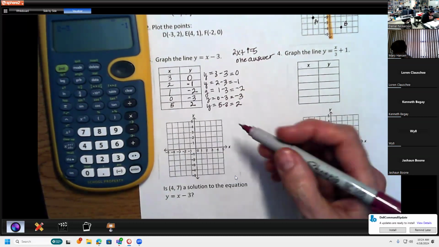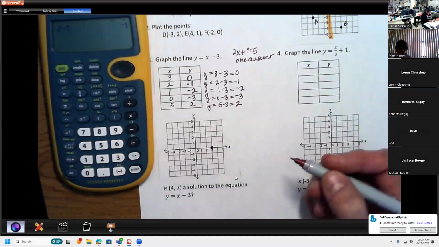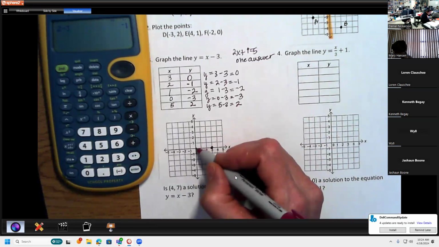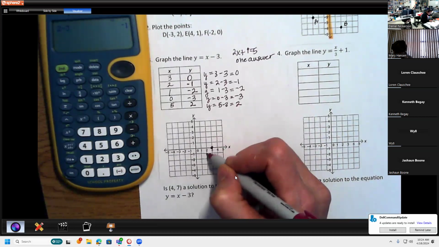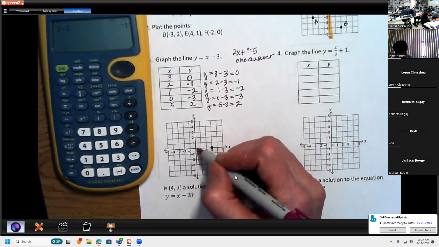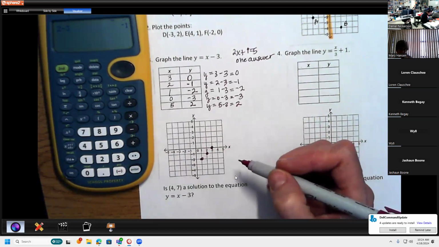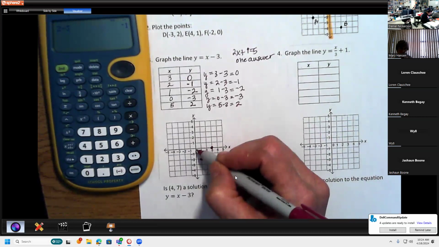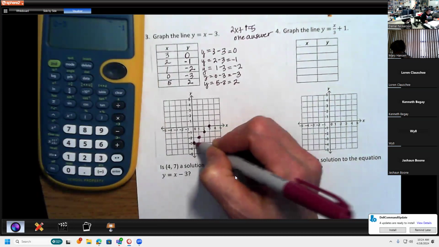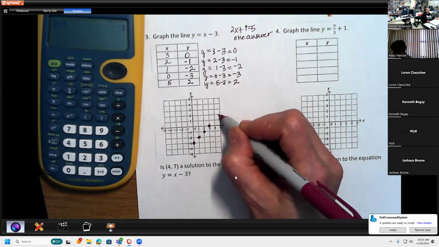Okay. So 3, 0 means start at the middle, go to the right 3 and up 0. 2, -1 means I start at the middle again, go to the right 2 and down 1. 1, -2 means I go 1 to the right and down 2. 0, -3 means I go left and right 0 and I go down 3. And then 5, 2 means I go over 5 and up 2.